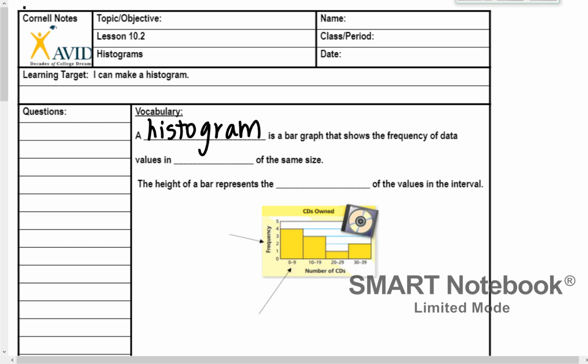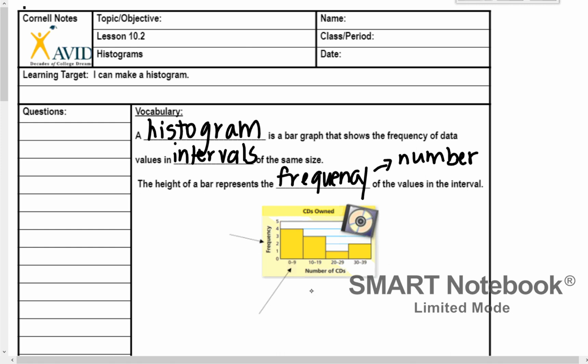is a bar graph that shows the frequency of data values in intervals of the same size. Okay, the height of the bar represents the frequency of values in the interval, but also the number of values in the interval. So let's say frequency, it's the vocab word for it. Then we can put a little arrow out and say that that just means the number of values that fall in that interval.